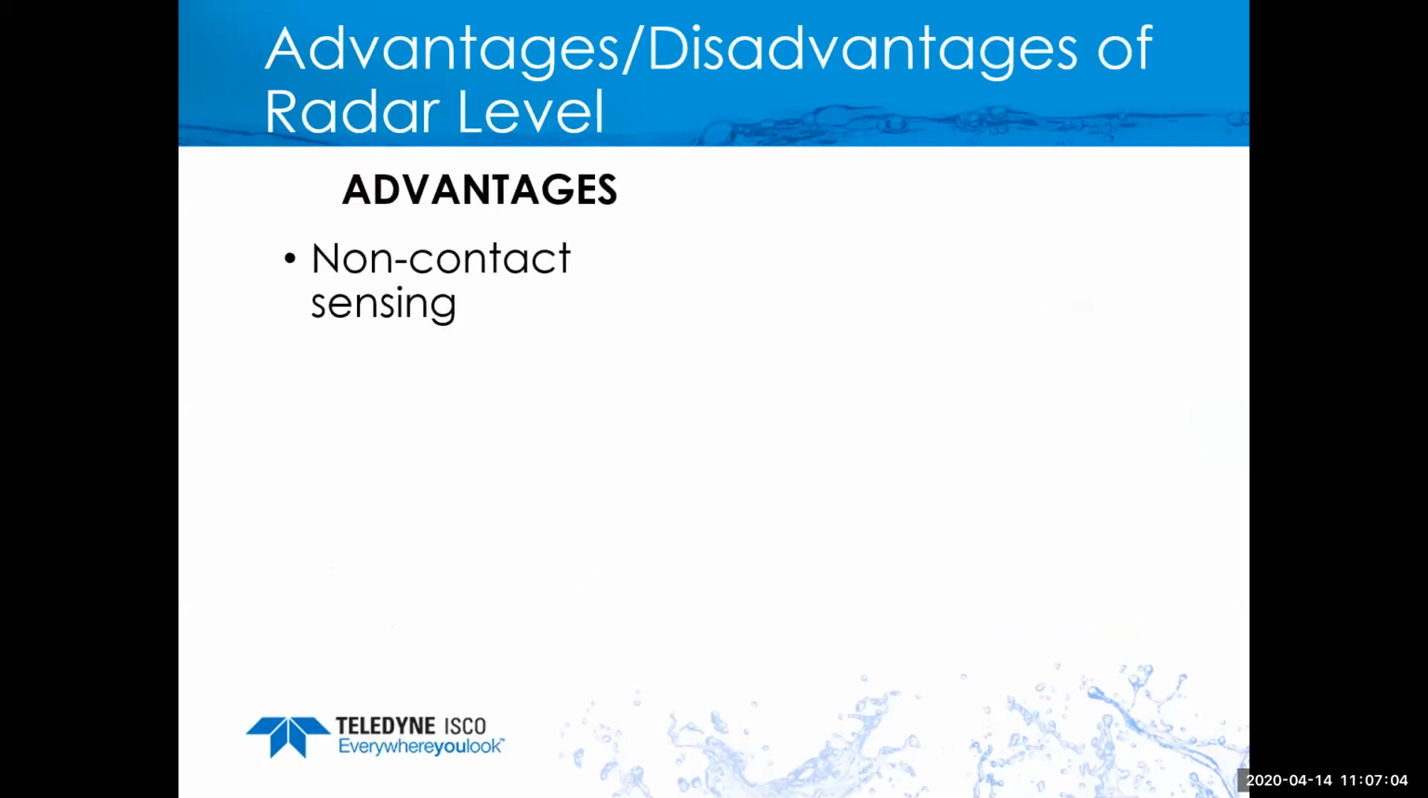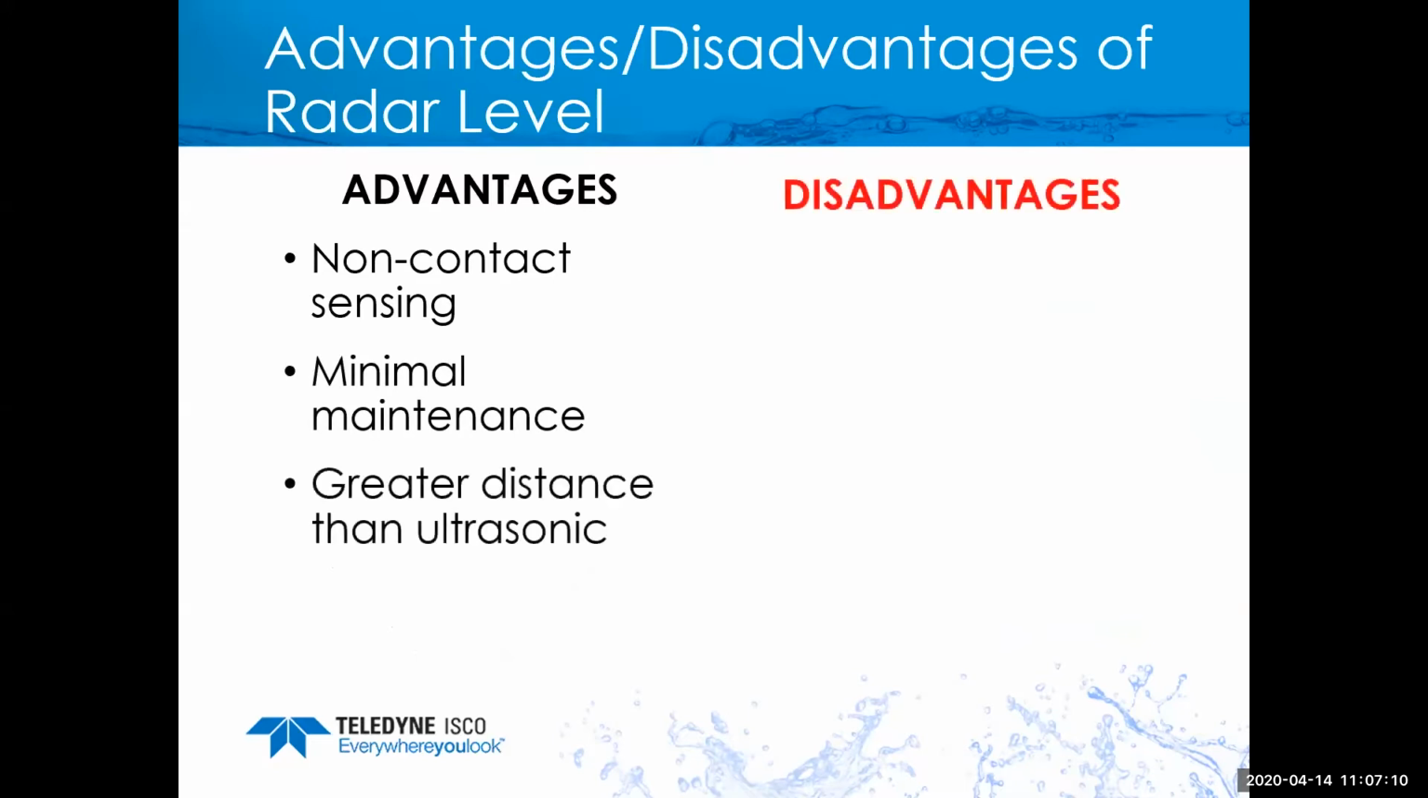So what are the advantages? It's still non-contacting, minimal maintenance because it is above the flow stream. And the biggest advantage of that is the greater distance. So they could be mounted on a bridge. You know, I've seen specs on the radar sensors where you can mount them up to 100 feet away from the water. So they do have a very large range for the radar sensor.